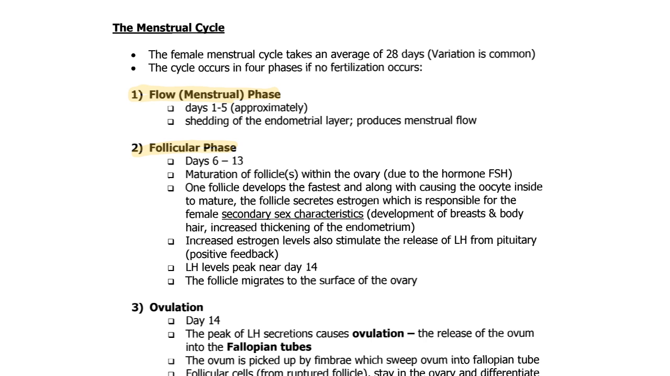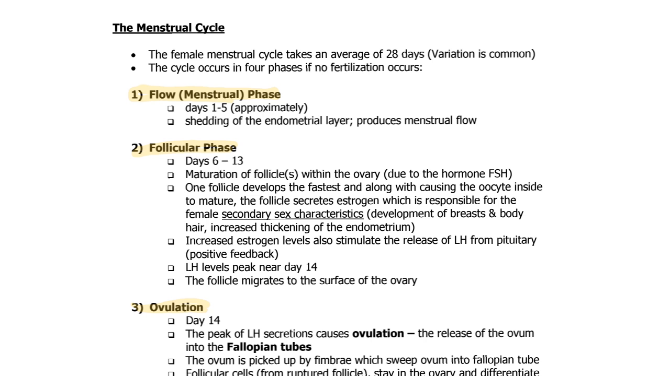Estrogen at high levels is going to cause release of LH from the pituitary gland as a positive feedback. And LH will peak around day 14. And that's going to essentially cause this third stage here of ovulation. And that's at or around day 14. That's going to be the release of the ovum into the fallopian tubes, and it will move down the fallopian tubes towards the uterus. It needs to get fertilized within the first third of the fallopian tubes in order to have a potential for successful implantation.